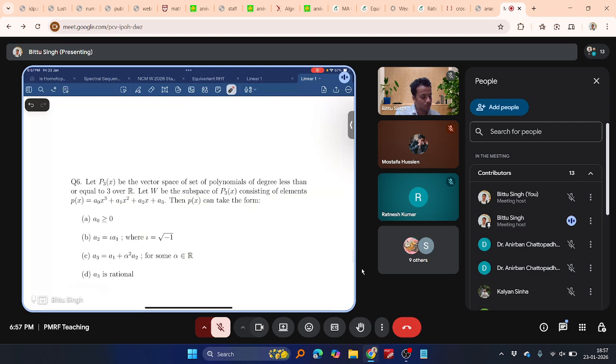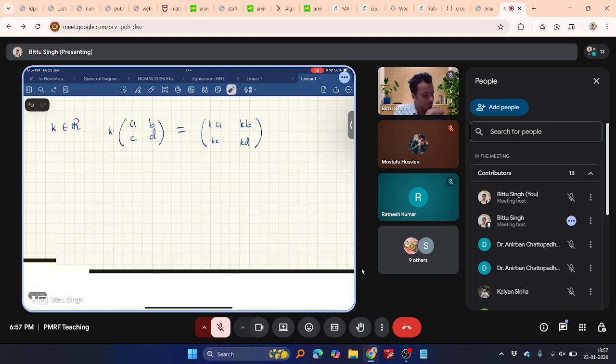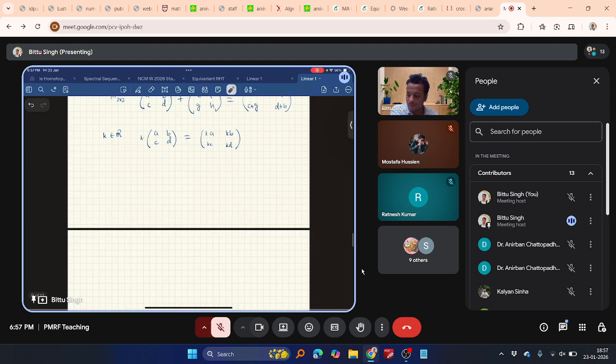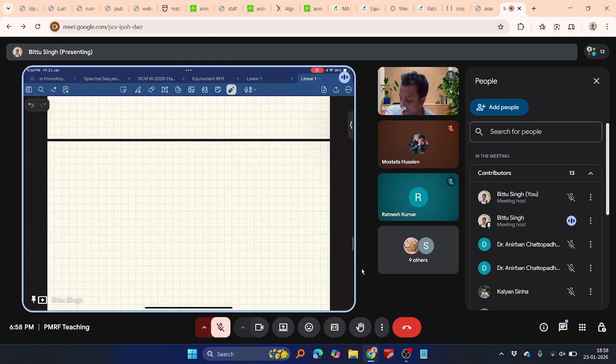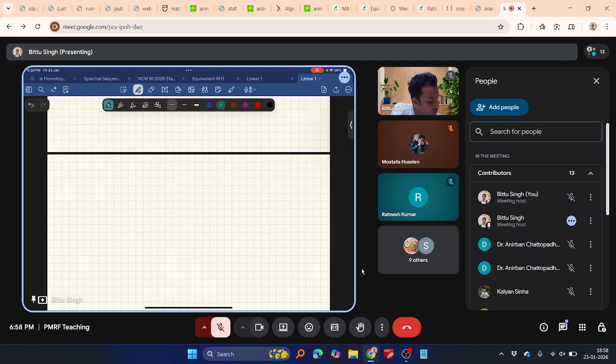Okay, so let me give another definition. Up to now we have discussed vector spaces. Now let us discuss subspaces. So consider this xy plane, or R2.